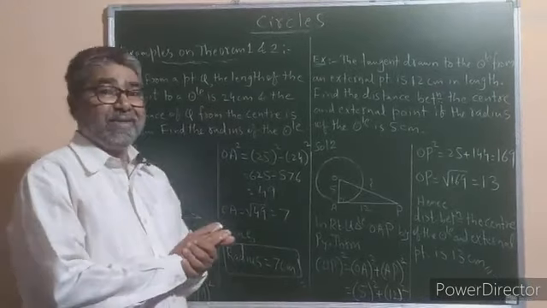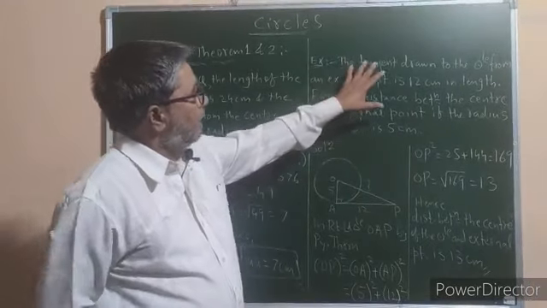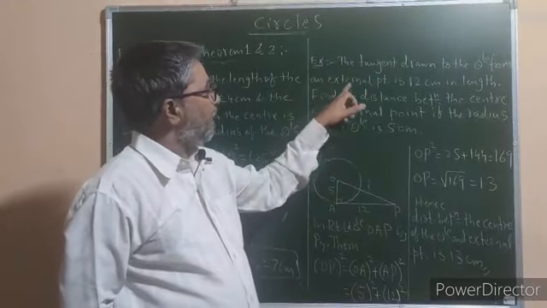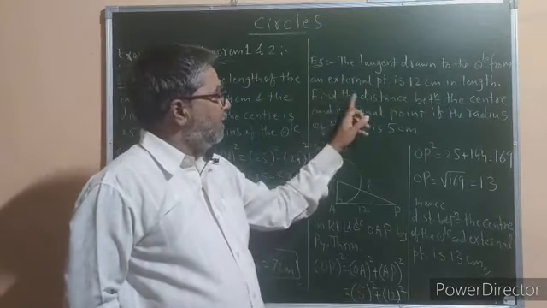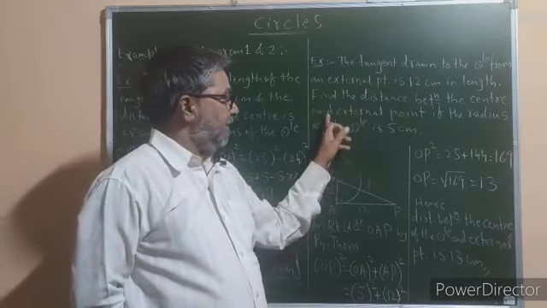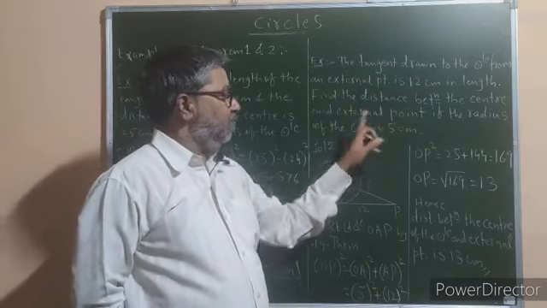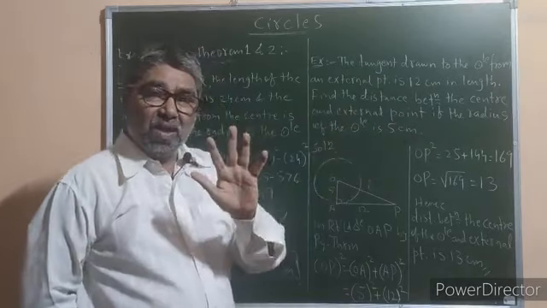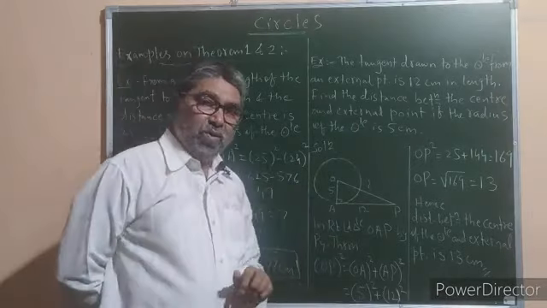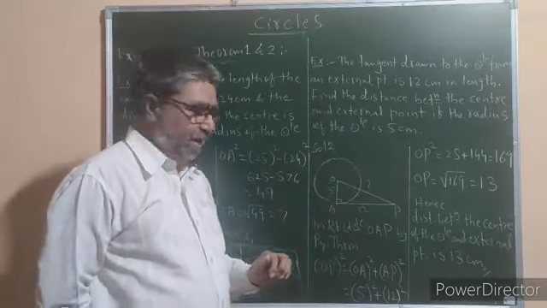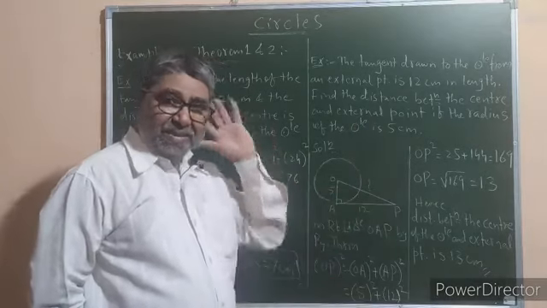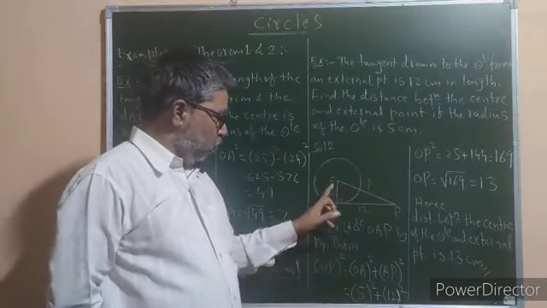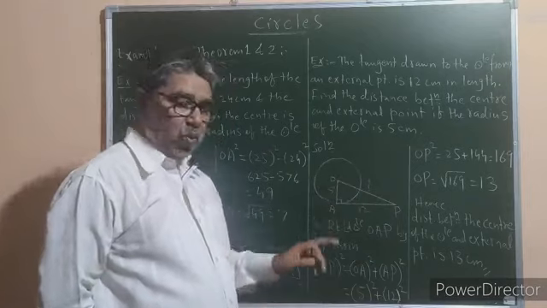Now coming to the next example, the tangent drawn to the circle from an external point is 12 centimeter in length. Find the distance between the center and external point if the radius of the circle is 5 centimeter. Again you have to draw this figure. O is the center, A is the point of contact, P is an external point. Join O to A, A to P and P to O.